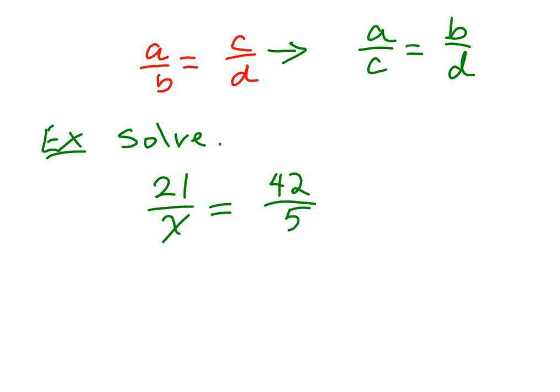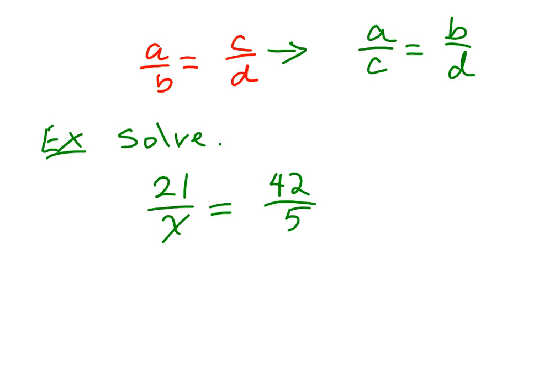If you did topsy-turvy, that would just give you x over 21 equals 5 over 42. I can do cross multiplication: 21 times 5, and then 42 times x. But that's harder, so you should do the old switcheroo.